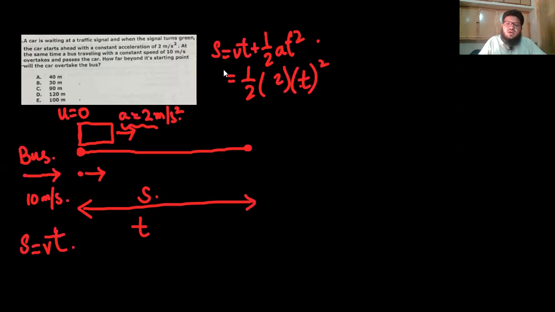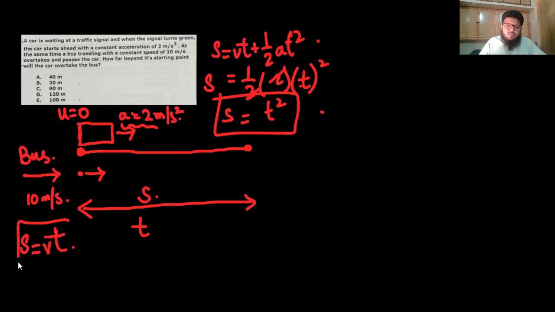Now I'm going to use s is equal to ut plus half at squared. Now, we know that u is 0 because it started out from rest. So half times acceleration is 2 times the t which we need to calculate, and is equal to s. So this is going to become t squared. So the distance covered is t squared according to the equation of motion for the car. And the time according to this formula is going to be s upon v.